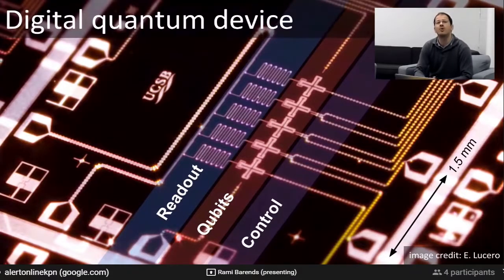This is an example of our 5-qubit digital quantum device. You can see the 5 qubits in a row. It's in red, 5 on a line. Readout is on the left. Those squiggly lines are readout resonators. And on the right, you can see all the control wiring coming in to control these 5 qubits.